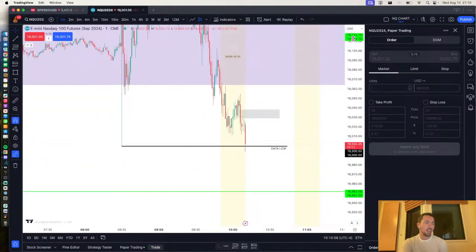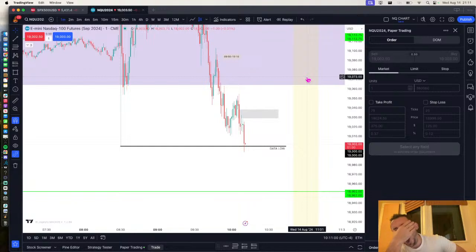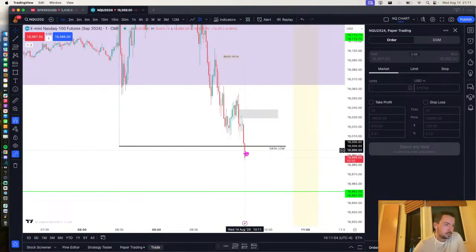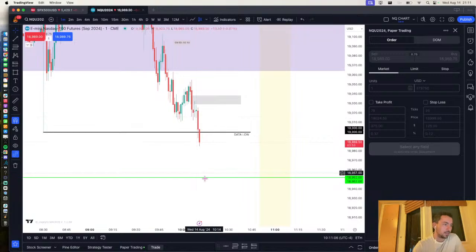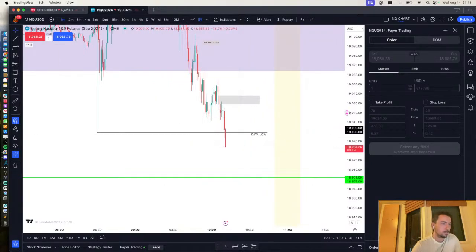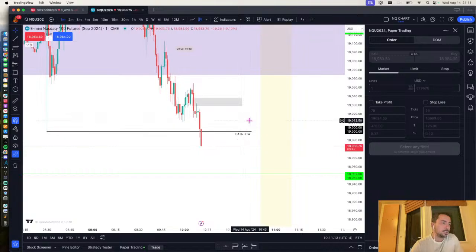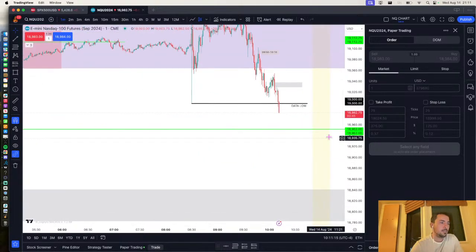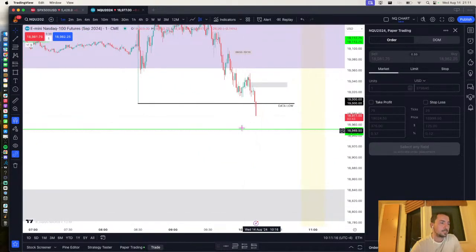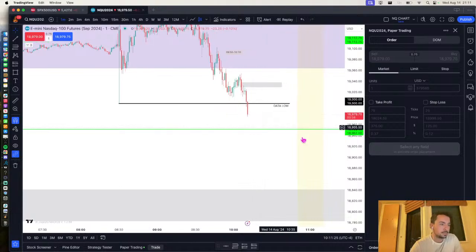Right, so we took out the data low. But I don't think this is the end. I think we're probably going to dip down to these equal highs now. Like I've told you guys, equal highs and equal lows, after they've been taken out, they still act as a magnet for price. The market still tends to rebalance them. It's just a thing that happens. So I would fully expect now for this to get taken out.